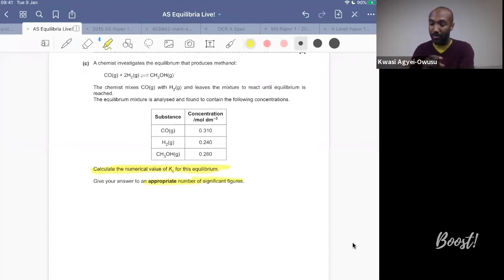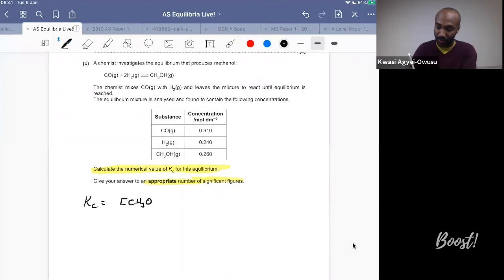Two things to bear in mind. So the chemist investigates the equilibrium that produces methanol. The chemist mixes CO and H2 and leaves the mixture to react until equilibrium is reached. The equilibrium mixture is analyzed and found to contain the following concentrations. So let's start by writing an expression for Kc. Kc is equal to the concentration of methanol, I keep saying ethanol, so methanol, divided by the concentration of carbon monoxide times the concentration of hydrogen raised to the power 2.